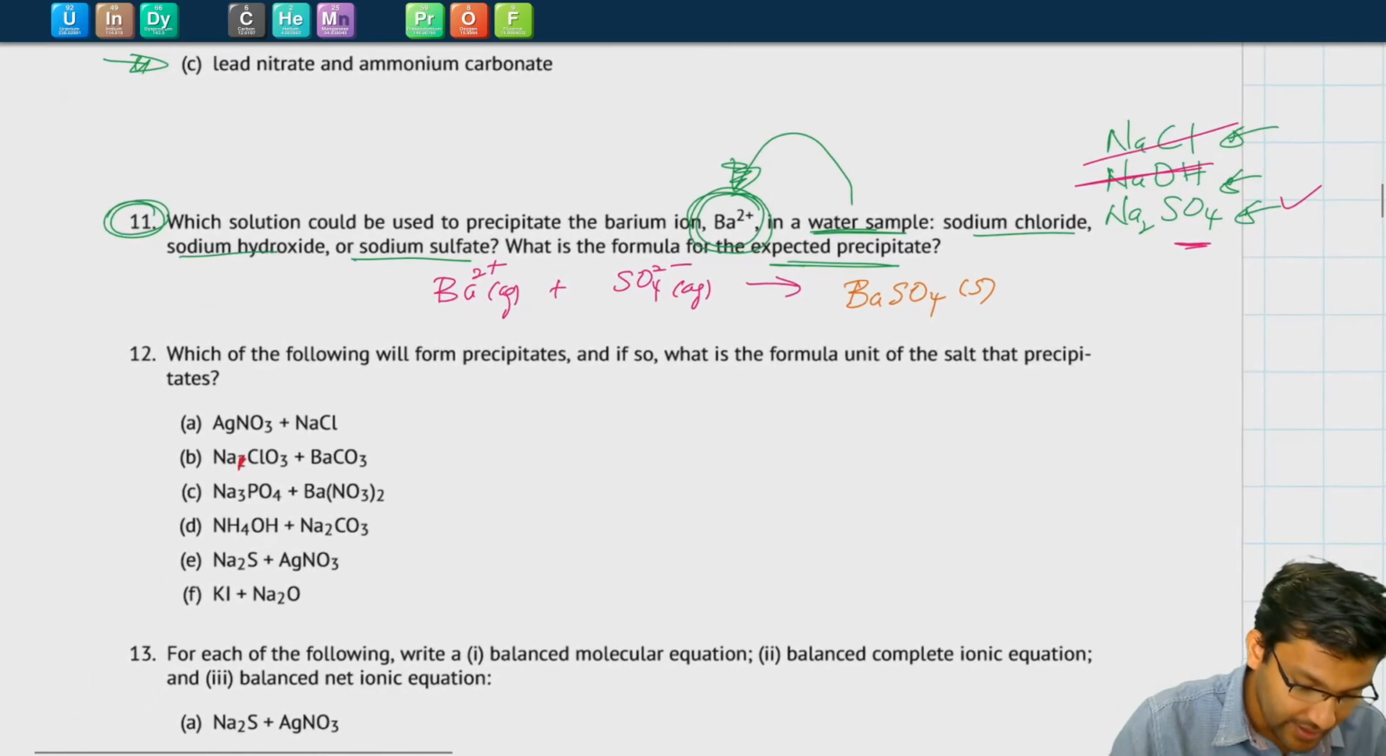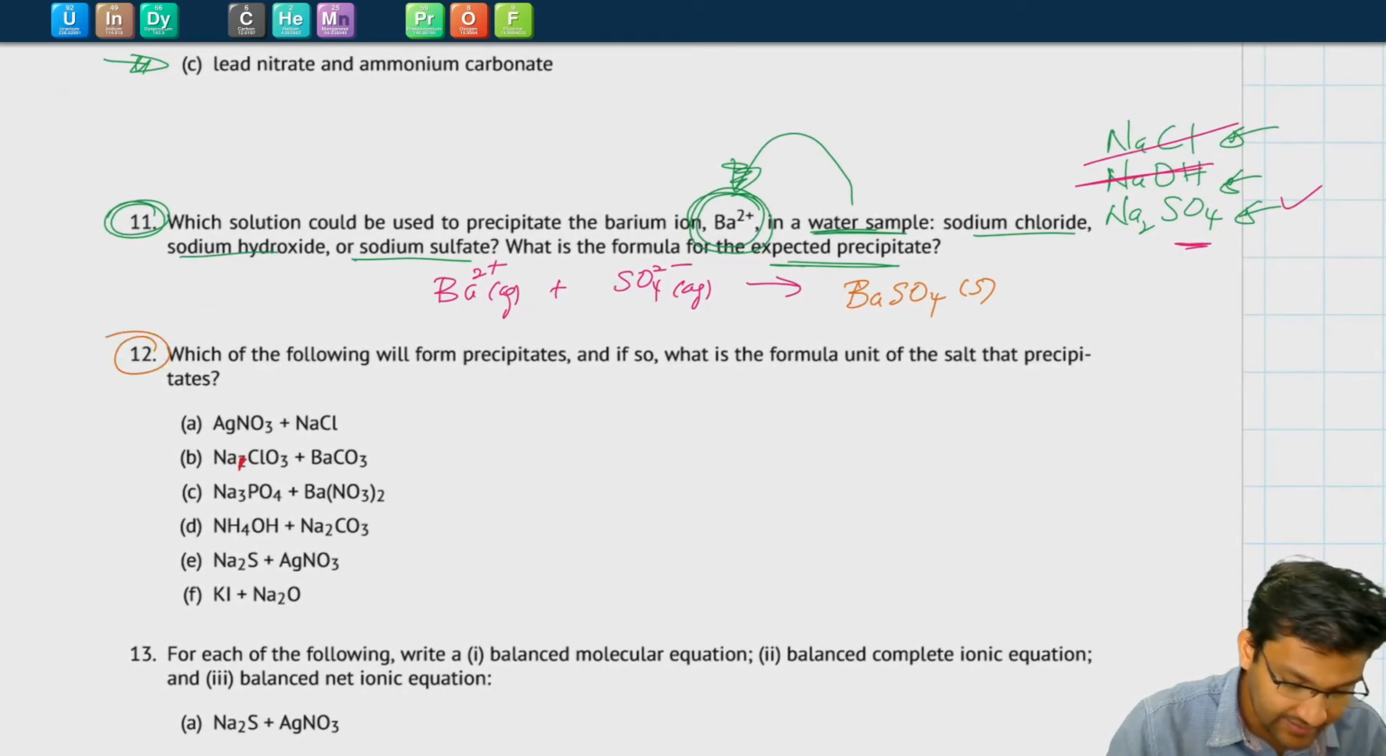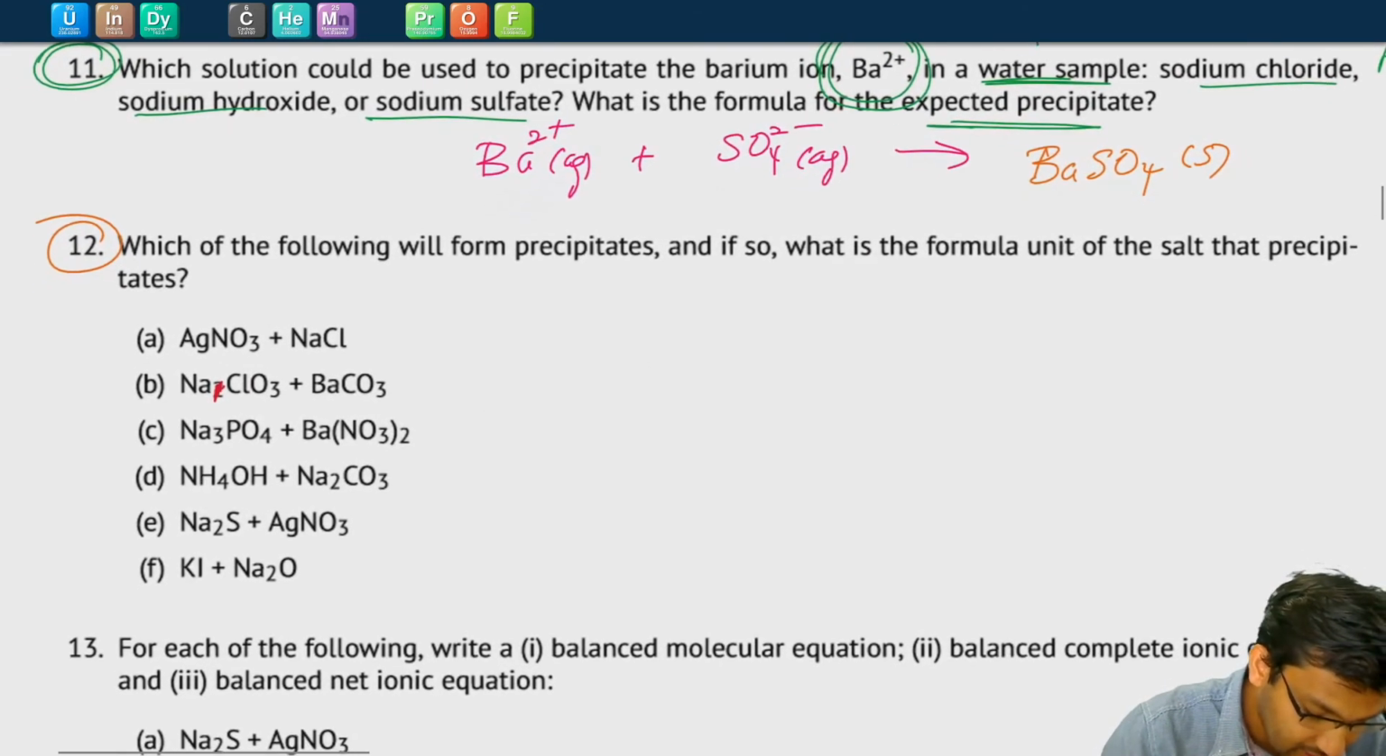All right, try number 12, and then I'll go over a couple of them as an example. Okay, let's look at this compound right here. We have silver nitrate plus sodium chloride. Let's mix the ions. So silver nitrate comes from 2 ions, Ag plus and NO3 minus. Sodium chloride has Na plus and Cl minus.